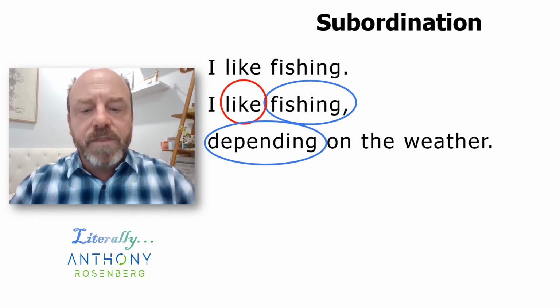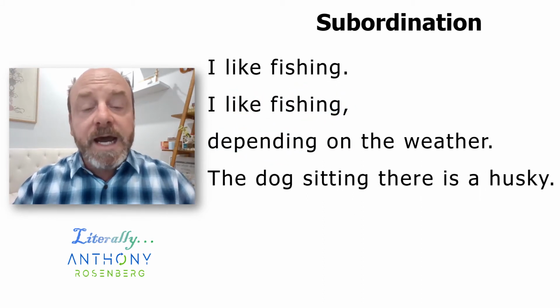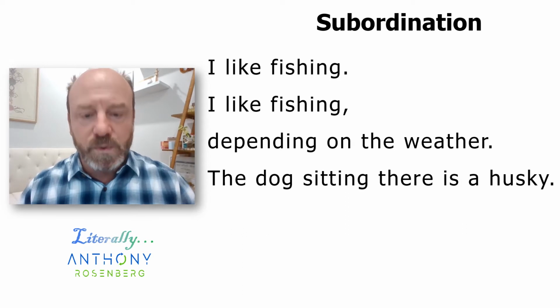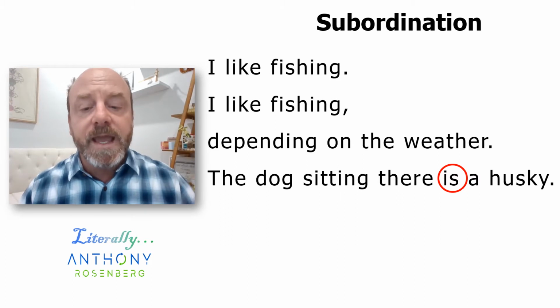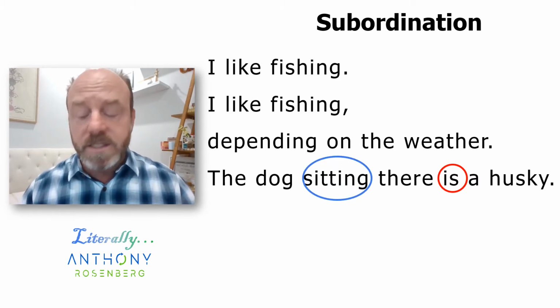Here's another one for you. The dog sitting there is a husky. So how many verbs have we got? Two. Is is the independent clause, the main clause, if you like, and sitting there is the dependent clause, because sit is a verb.